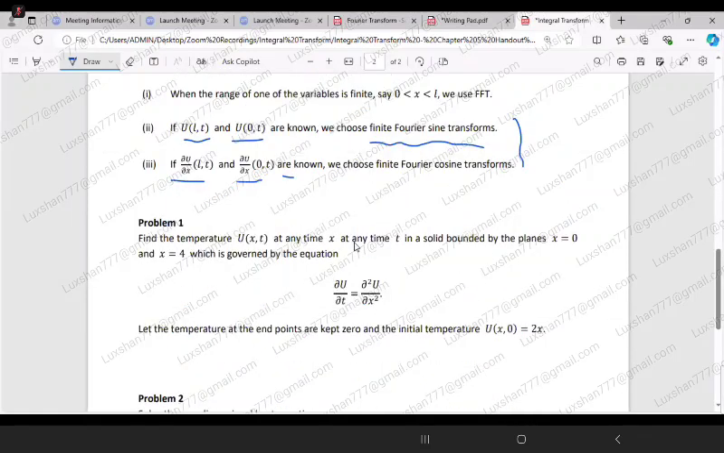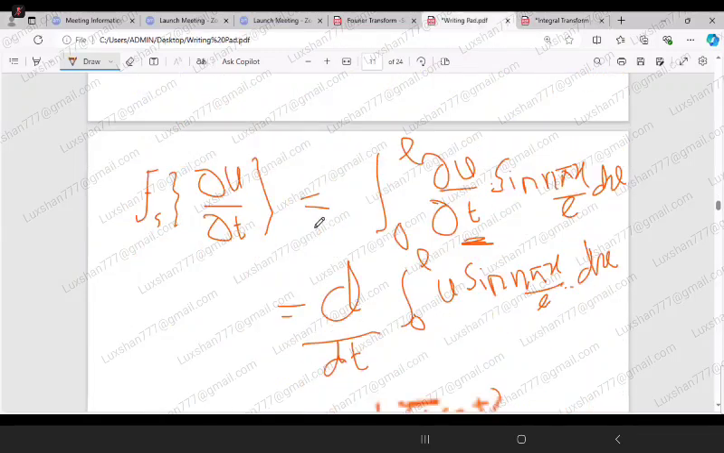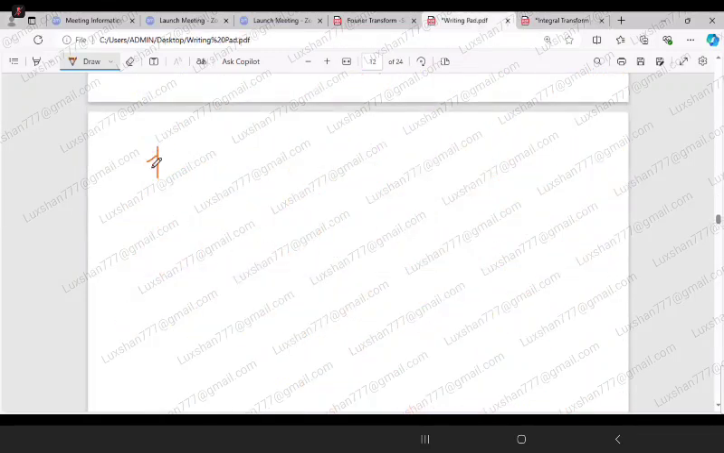Now this is one of the partial differential equations, and here we are given this way. Find the temperature. We'll solve these two problems. Problem number 1. Find the temperature u x comma t. Particularly now when we will use the finite Fourier transform, this is the important thing you have to think now. This is the important thing you should note.